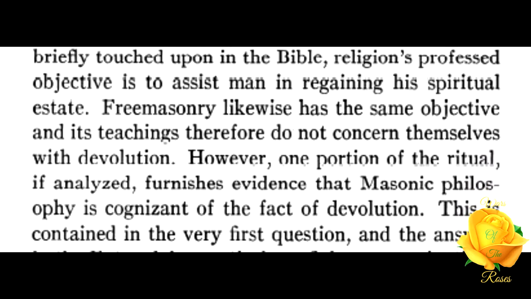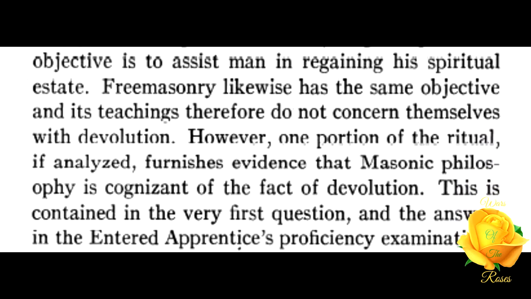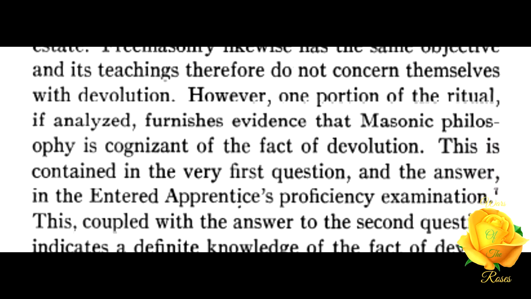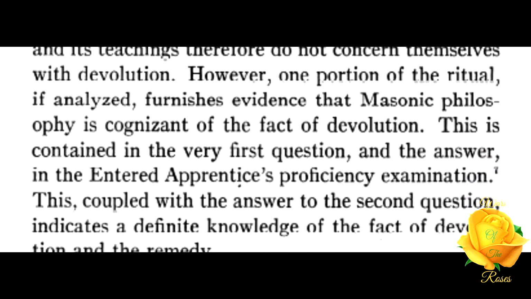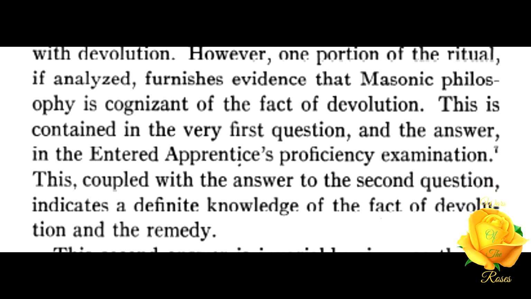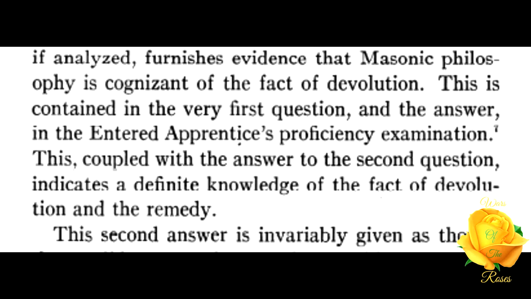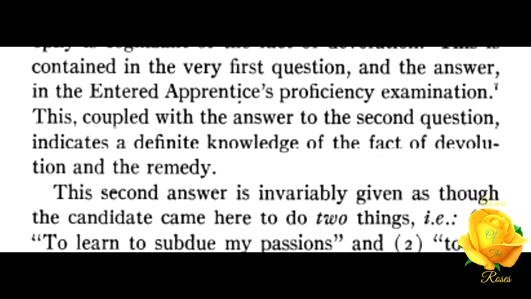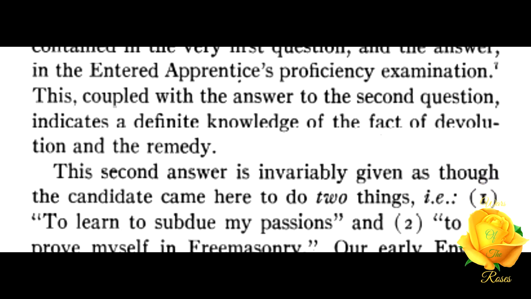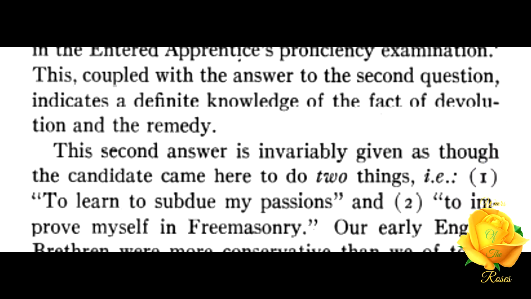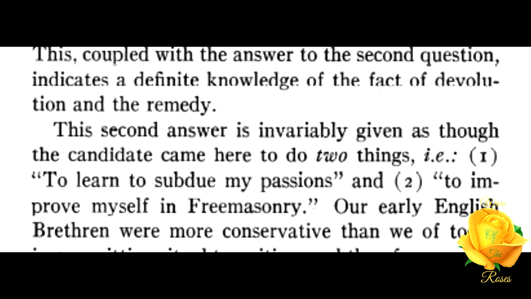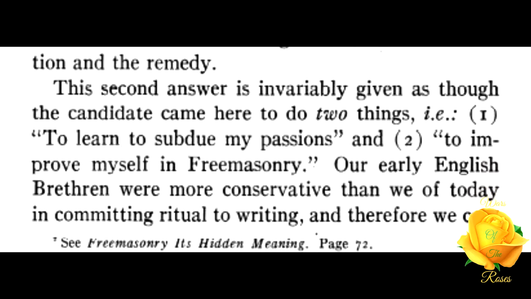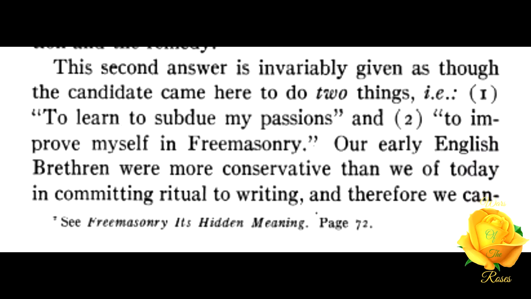However, one portion of the ritual, if analyzed, furnishes evidence that Masonic philosophy is cognizant of the fact of devolution. This is contained in the very first question, and the answer, in the Entered Apprentice's proficiency examination. This, coupled with the answer to the second question, indicates a definite knowledge of the fact of devolution and the remedy. This second answer is invariably given as though the candidate came here to do two things, that is, 1, to learn to subdue my passions, and 2, to improve myself in Freemasonry.